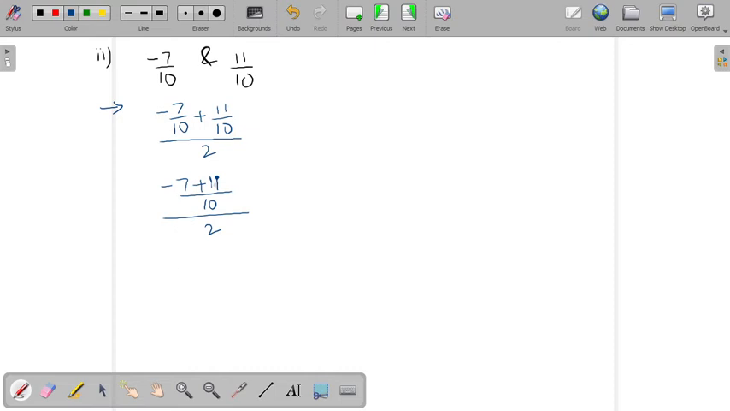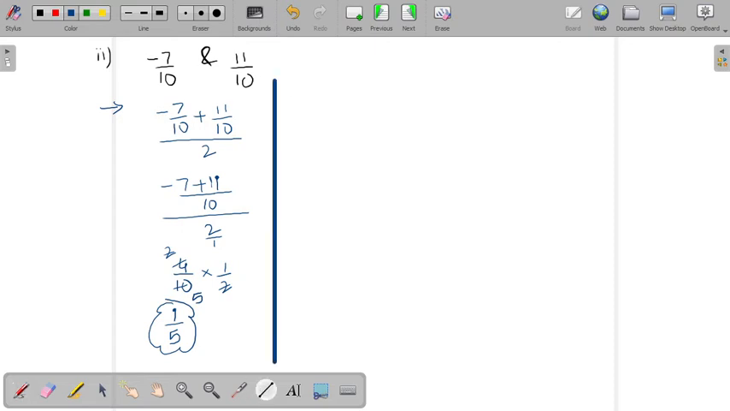Minus 7 plus 11, what should it be? It should be 4. So 4 upon 10 and this is 2 upon 1. So change its sign, so 1 by 2. It will become the reciprocal. Now you can cancel it. So 1 upon 5 would be one of the rational numbers.